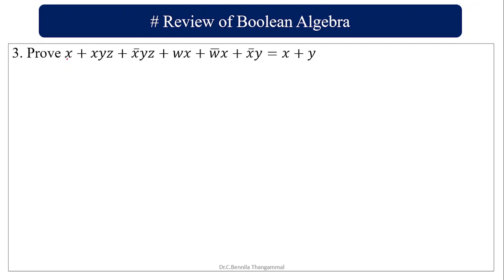So here how many terms do you have? 1, 2, 3, 4, 5, 6 terms here. That is reduced into 2 terms, and the literals also have been reduced. So now we can see how to do this one. So LHS is equal to this one.